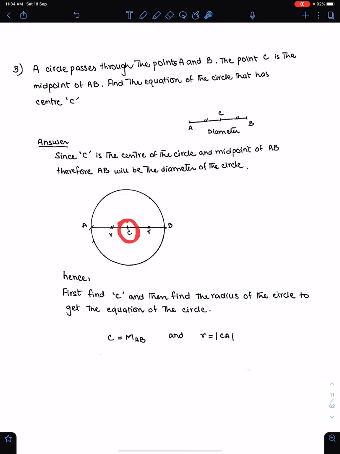So we just need the coordinates of C, and we can get the coordinates of C by finding the midpoint of AB. And the radius will be half of AB, or it should be just CA or CB. So we can get the equation of the circle by finding the midpoint of AB and the radius.